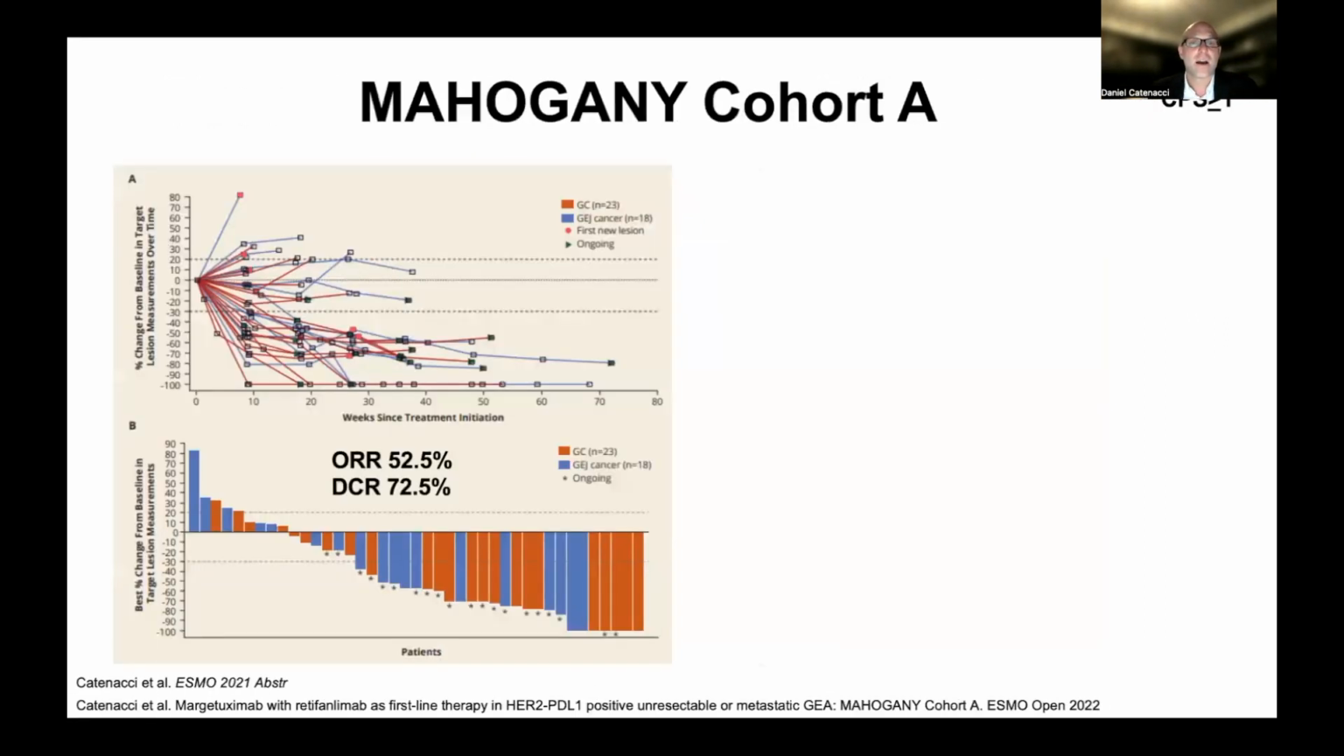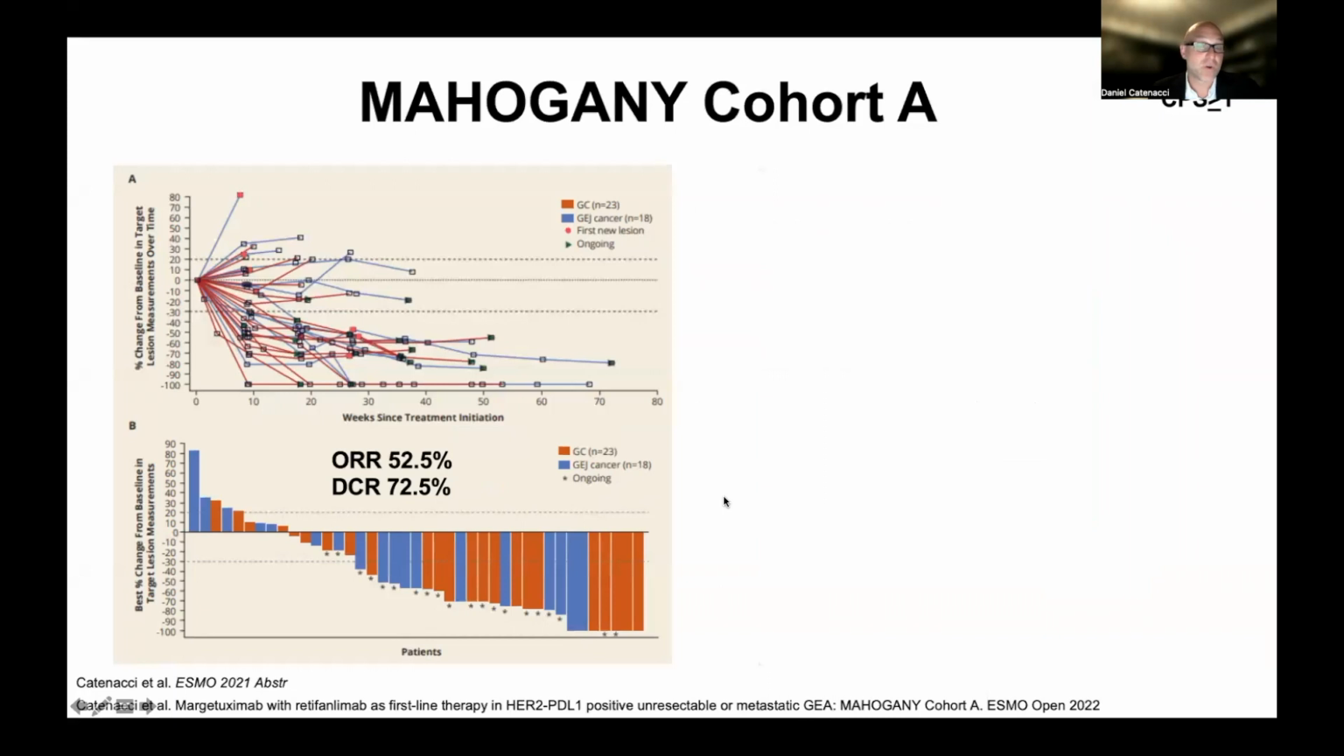And so that result was reported and now published, and you can see that the response rate was right at the mark that was considered to go and proceed to the next stage. And you can see the disease control rate was 73%. So the reminder, this is in the first line setting of patients who are double positive, HER2 positive, and PD-L1 at least CPS score of 1 or higher.